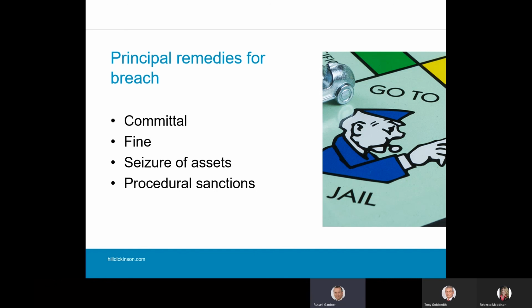The principal remedies for breach, starting with the most serious, is committal, or a fine, or a seizure of assets, or procedural sanctions, which I'll come to. On a committal, the maximum sentence is 24 months, and in my case, I've had the respondent committed for 24 months in relation to various industrial scale contempts.